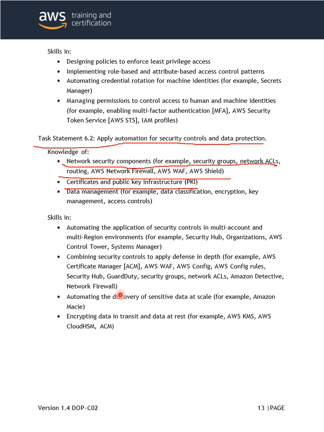You should also understand how you can use security controls in multi-account and multi-region deployments: Security Hub, Organizations, AWS Control Tower, WAF config, AWS Config rules, GuardDuty, security groups, AWS KMS, AWS CloudHSM, ACM, Amazon Macie.